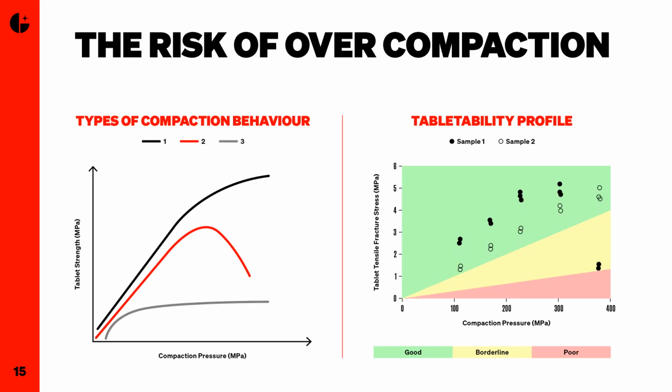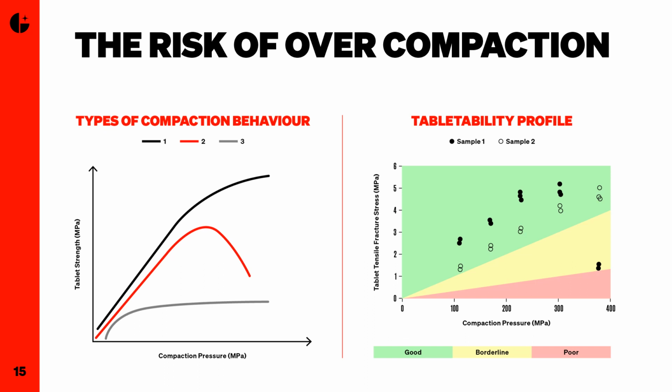Finally, a bit more about the risk of overcompaction. And as I said, we tend to think that when we increase the compaction pressure applied to a tablet, we will end up with a stronger tablet. But this isn't necessarily true. There's actually 3 different types of compaction behavior you see when you increase compaction pressure. These are described in the graph.